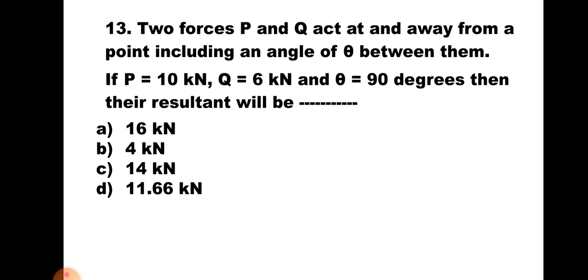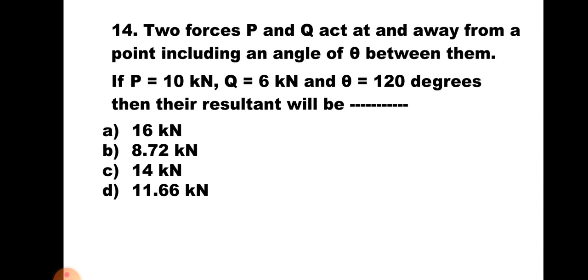Question number 13. The two forces P and Q act at and away from a point including an angle of theta between them. If P is 10, Q is 6 and theta is equal to 90 degrees, then their resultant will be A, 16 kilonewton, B, 4 kilonewton, C, 14 kilonewton, and D, 11.16 kilonewton. Again, this is the same problem, only the value of theta has changed. So substitute P, Q and theta in the appropriate formula. You will get the resultant as 11.16 kilonewton. Hence the correct answer is D, 11.16 kilonewton.